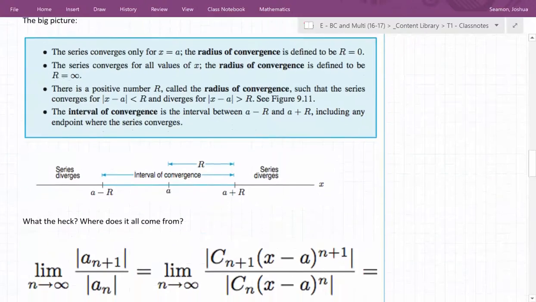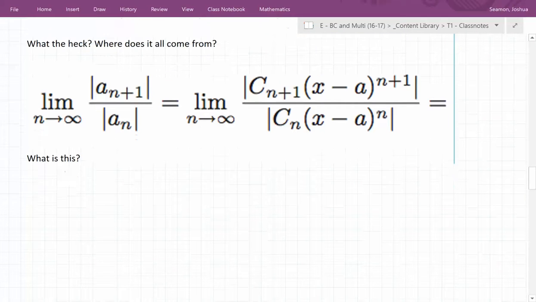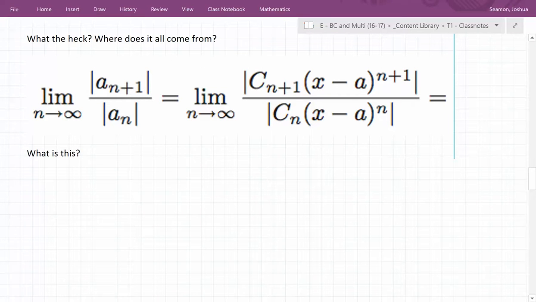So there's a lot of text here. I don't want to put it all up there. What does this look similar to? It looks similar to the ratio test, right? Yeah. It looks very, very similar to the ratio test.